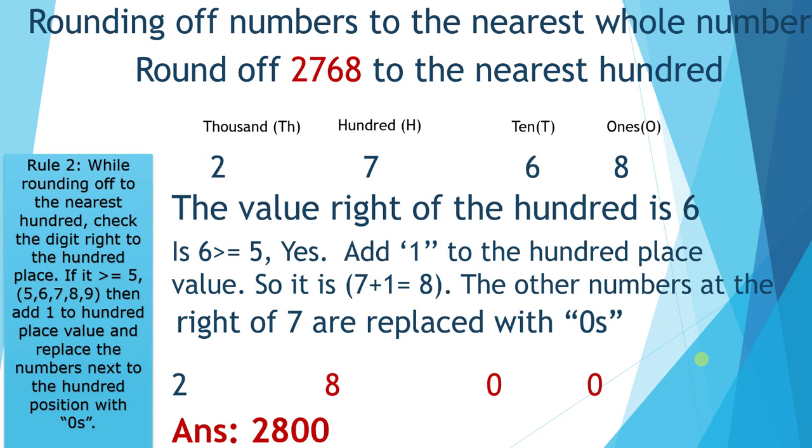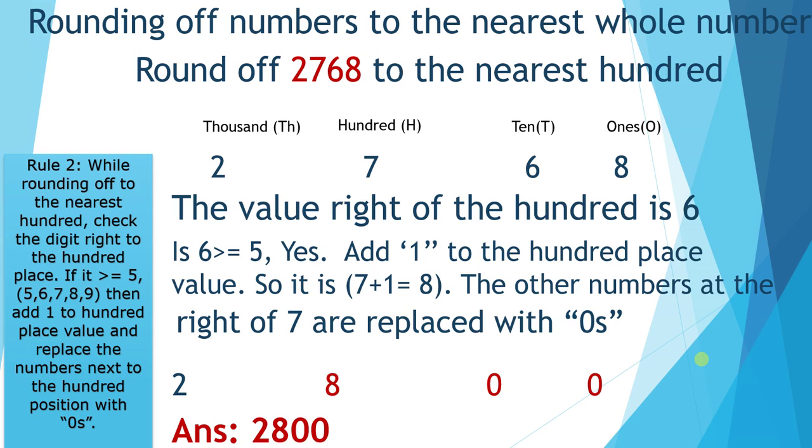So let's see. We want to apply rule number 2. So we have 2768. After getting our place values right, the number right to the 100 position is what? 6. Is 6 greater than or equal to 5? Yes. The rule says what? Add 1 to the number at the 100 place. The number at the 100 place is what? 7. So we add 1 to the 7, get 8. The other numbers to the right of 7 are replaced with zeros.